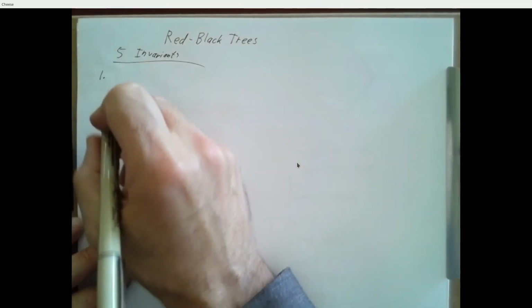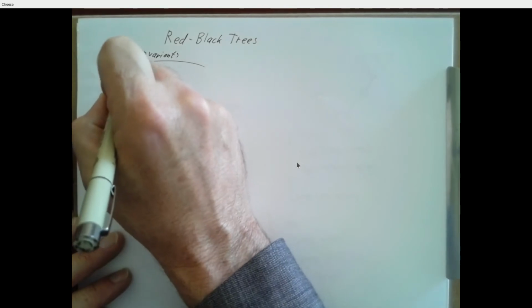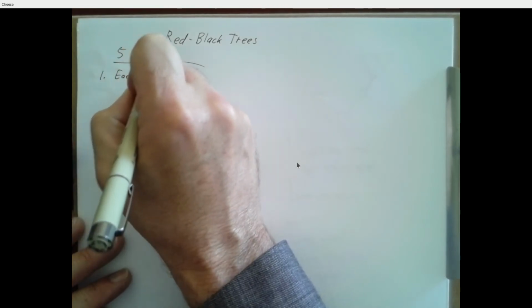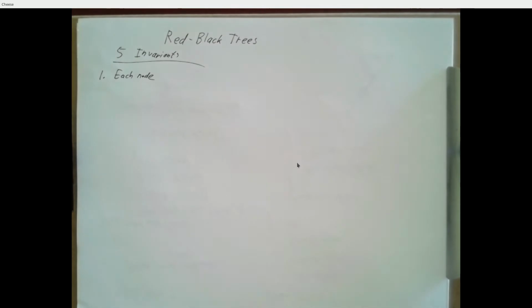So invariant 1, each node is red or black. Oh, I'm writing secret messages and no one can see. There we go. Thank you.